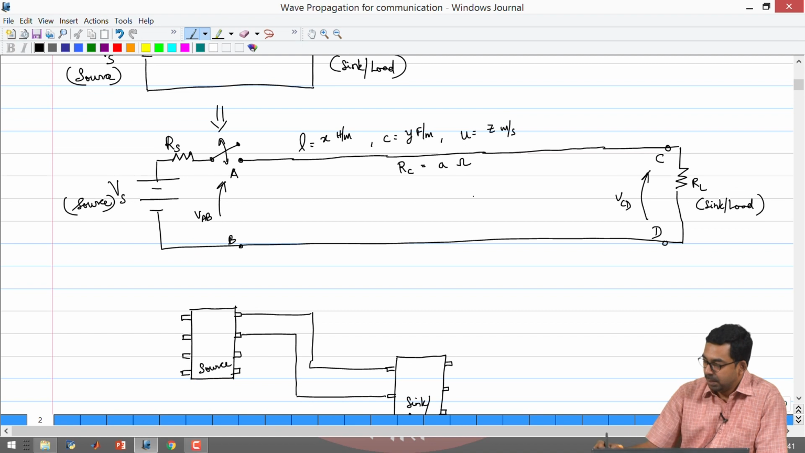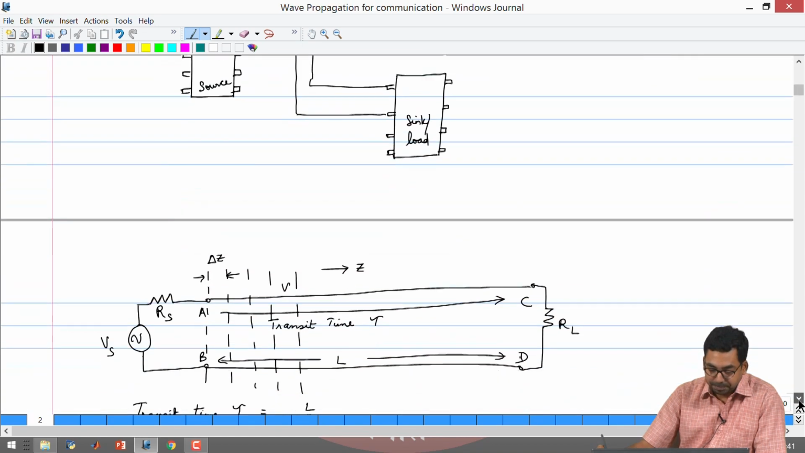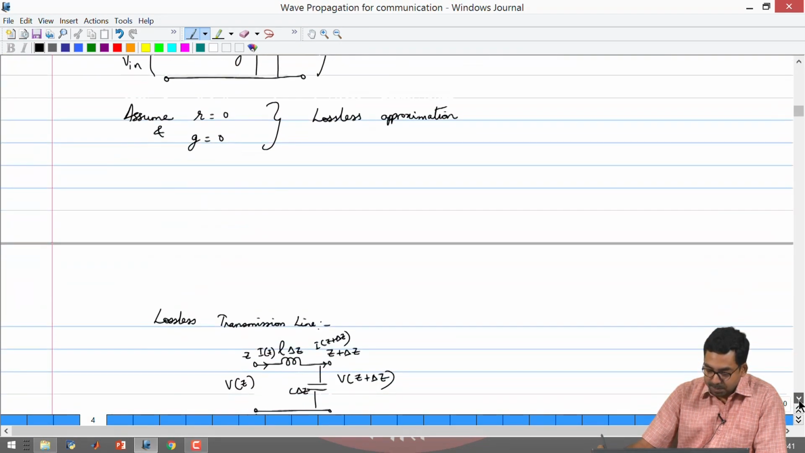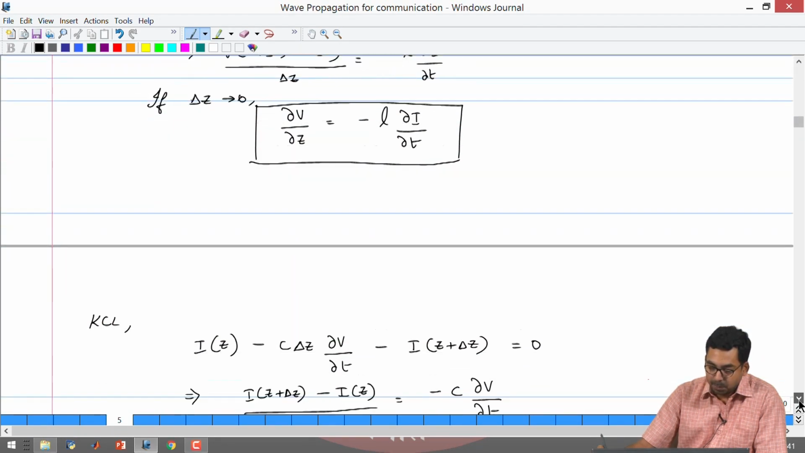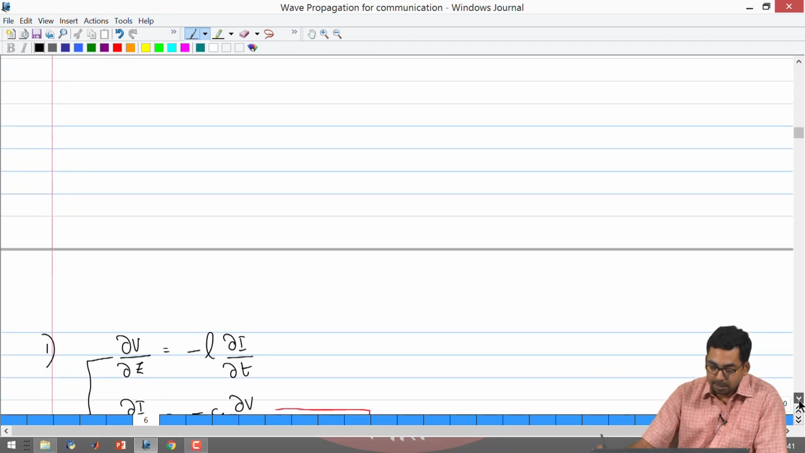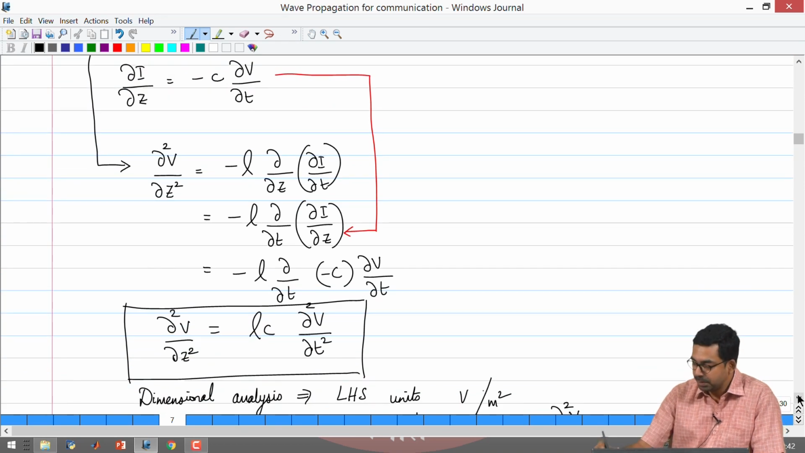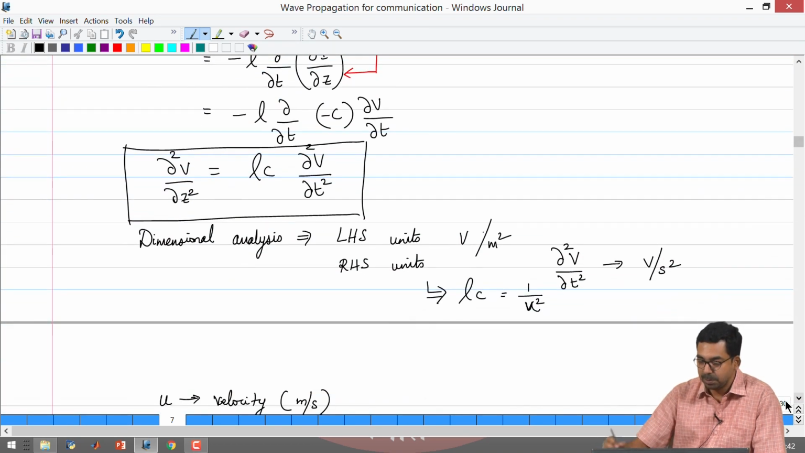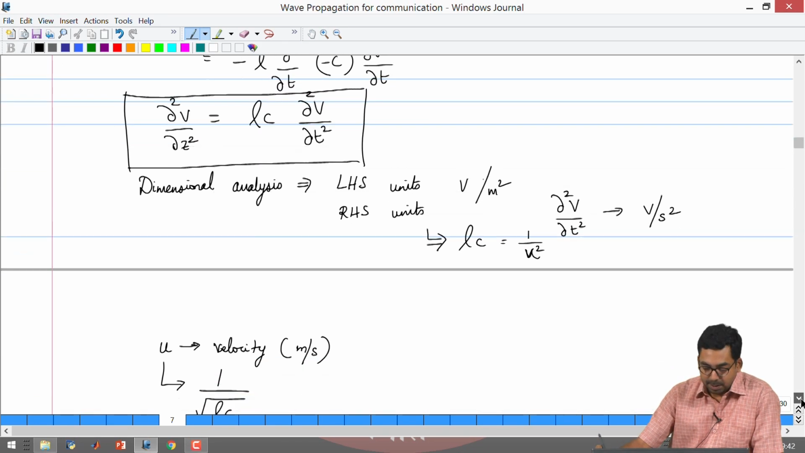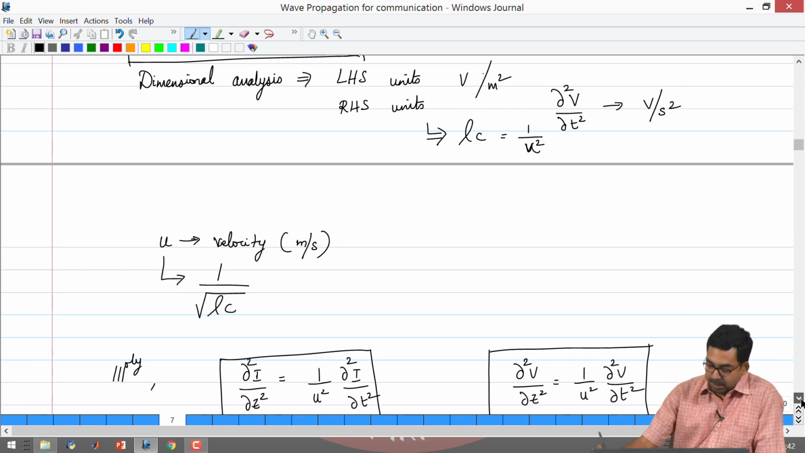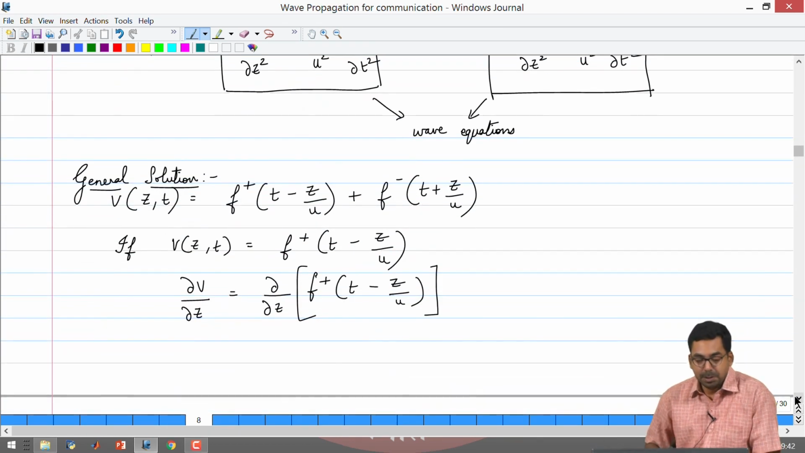To summarize what we have seen now, from the telegrapher's equations, it is possible to decouple the voltage and the current, and we can write down wave equations for the voltage and current. A dimensional analysis of the left and the right hand side tells you that the velocity is given by 1 by square root of L C, right. And the general solution looks like f plus of (t minus z by u) plus f minus of (t plus z by u), all right.